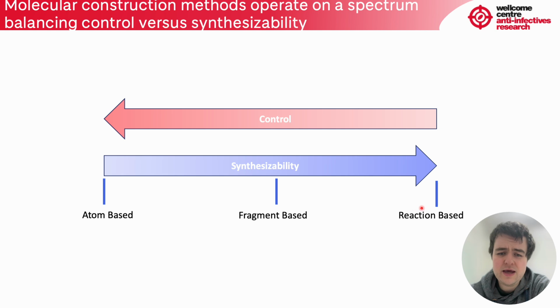However, one of the trade-offs here is that in the reaction-based example, we have far less control. So we can't dictate exactly where we want to place, for example, a halogen in a strained ring system because we simply cannot synthesize it. We do not have transformations that will be able to construct that molecule. So we have to think about it as a spectrum where control is minimal for reaction-based but maximum for atom-based, and then on the other hand we have synthesizability, which is minimal for atom-based but maximum for reaction-based.